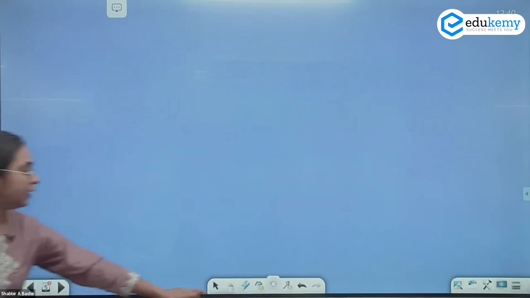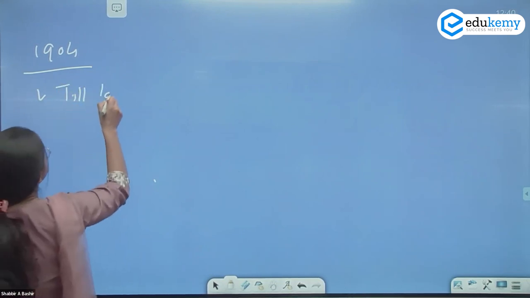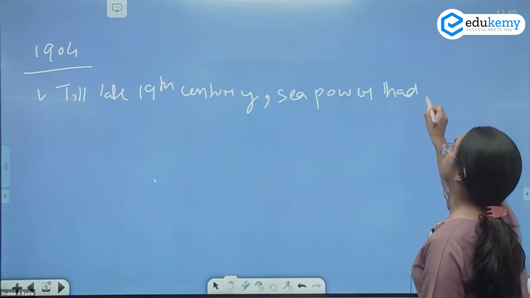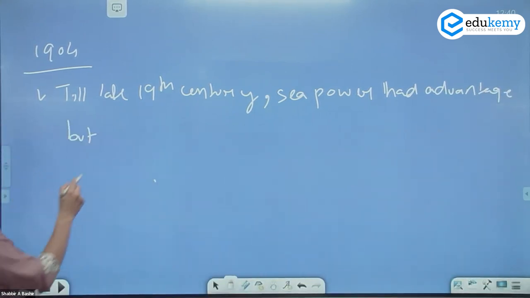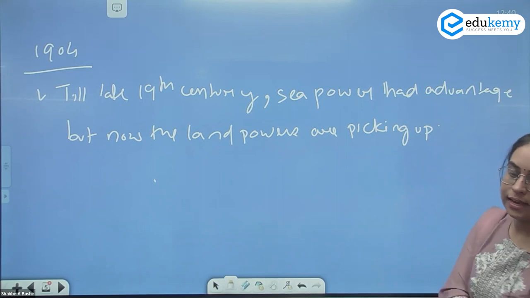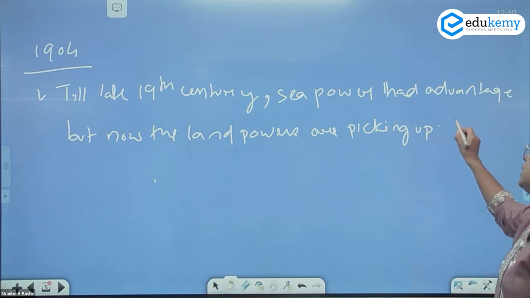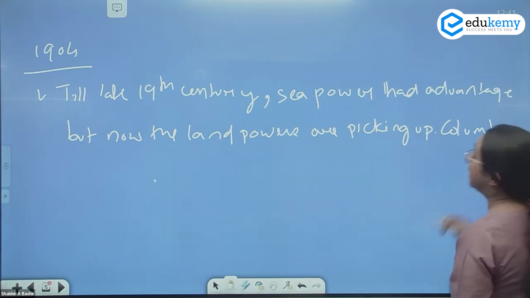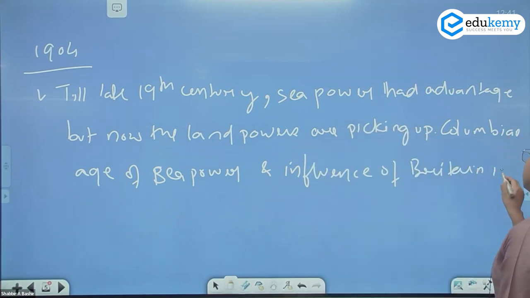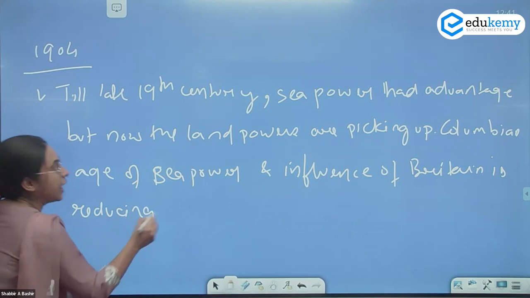Okay. In 1904, what is he saying? He says that till the late 19th century, the sea power had advantage. But now the land powers are picking up. He says that the Columbian age of sea power and the influence of Britain has been reducing since the late 19th century.